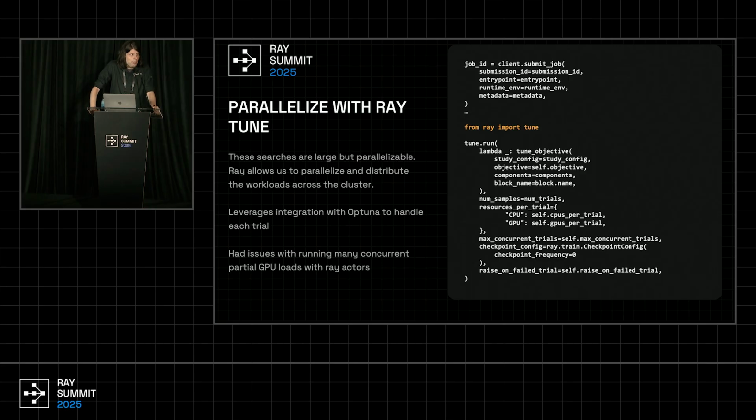But we want to do this in parallel, right? We don't want to wait. If we were doing 1,000 trials, for example, we don't want to wait 1,000 hours if each trial takes an hour. We want to parallelize it. And that's where we brought Ray in, right? We can use RayTune to run each of these flows.